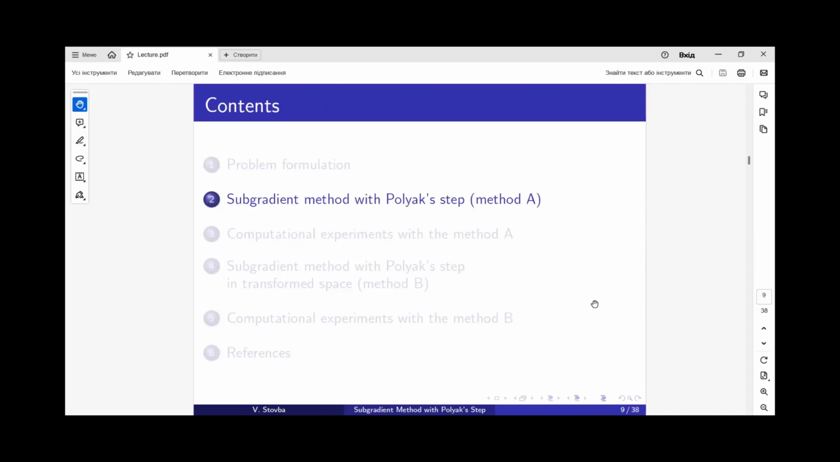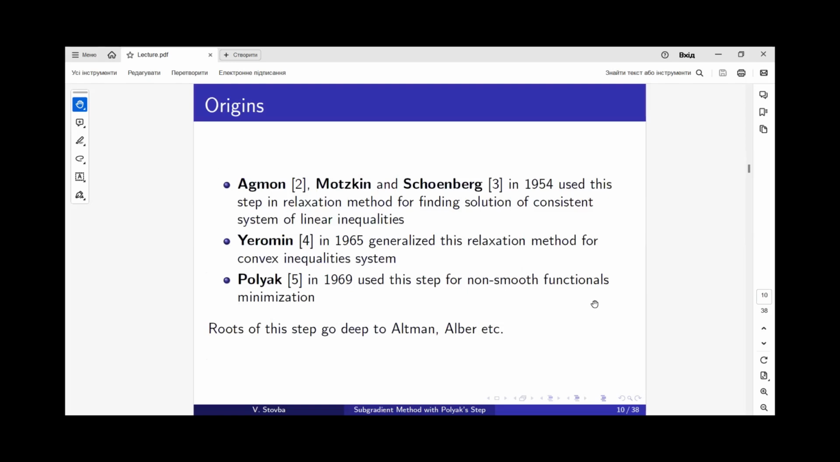So let us now talk about subgradient method with Polyak step, which we are going to call method A to simplify. The origins of this method you can see on the slide. It goes deep to works of Agmon, Motzkin, Schoenberg in 1954, Yeryomin in 1965, and Polyak in 1969. If we try to go deeper, we can find some roots of this step in works of Altman, Albert, and a lot of other scientists.